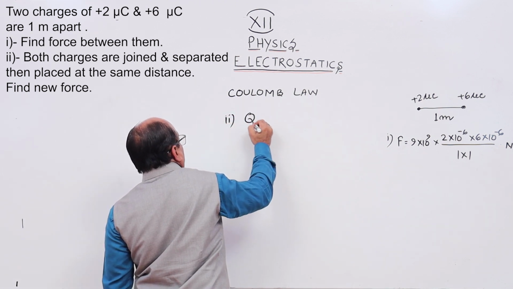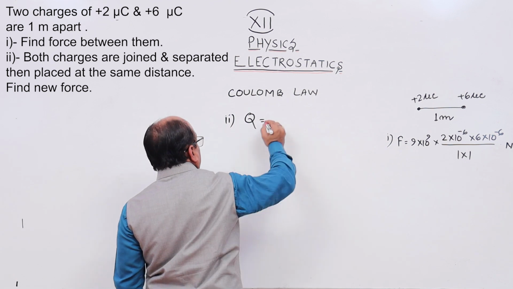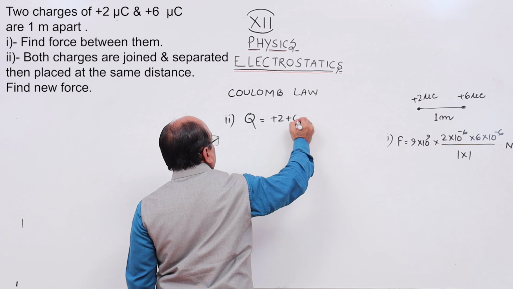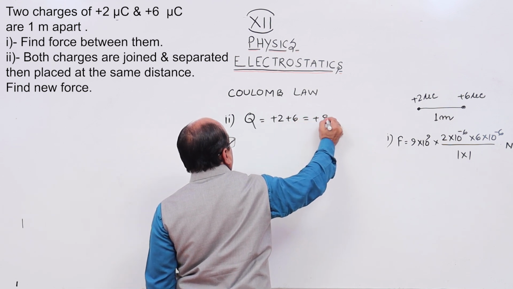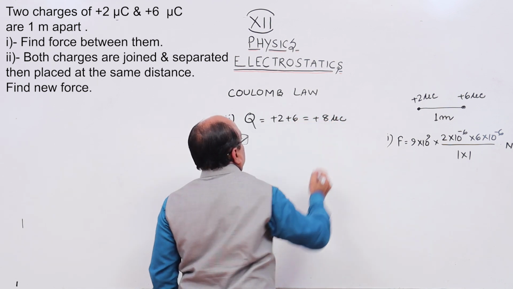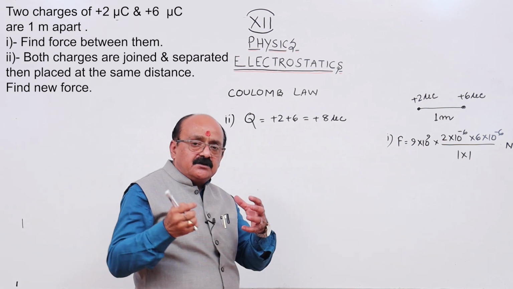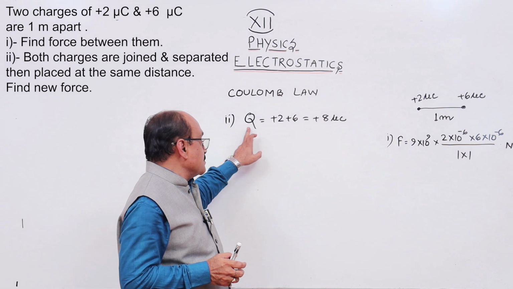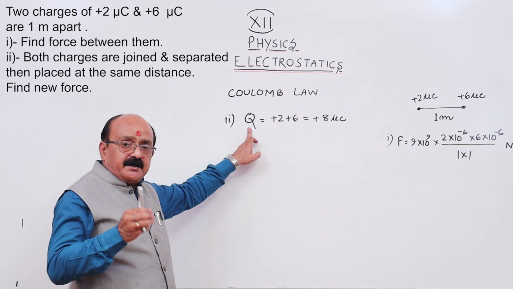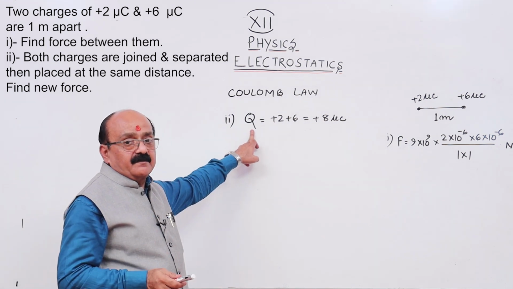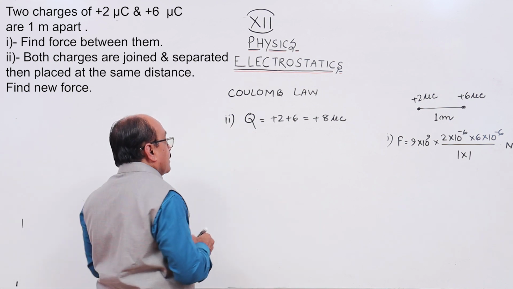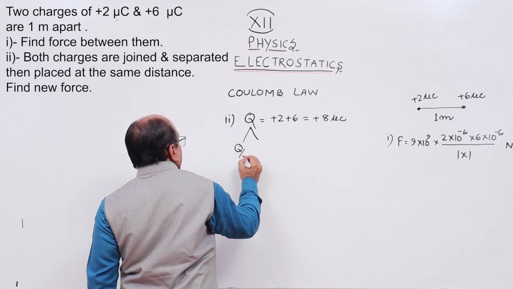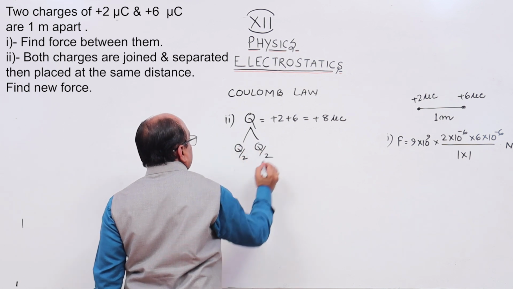Both charges are joined by additive property. The total charge will be plus 2 plus 6, that is plus 8 microcoulomb. And when this charge is separated again, the entire charge will be divided equally. Redistribution of charge, q by 2 and q by 2.